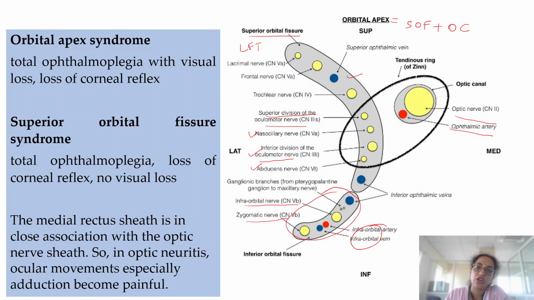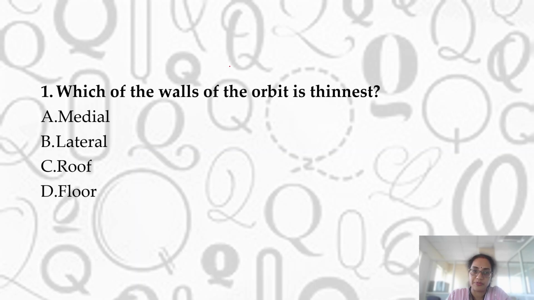Now coming to superior orbital fissure syndrome, there is no involvement of the optic canal, as a result of which there is only total ophthalmoplegia and loss of corneal reflex. Applied aspects of this are: the medial rectus is in close association with the optic nerve sheath. Okay, so in optic neuritis, the ocular movements become painful.